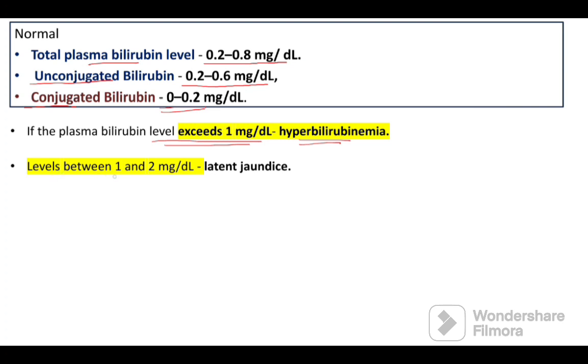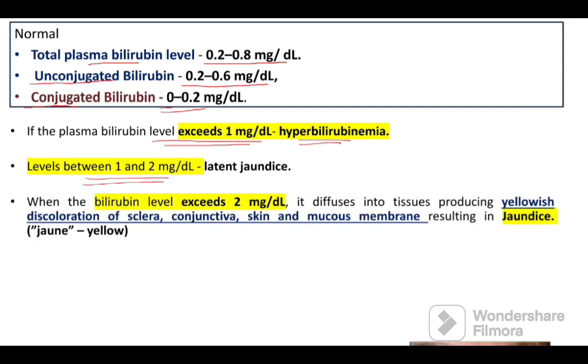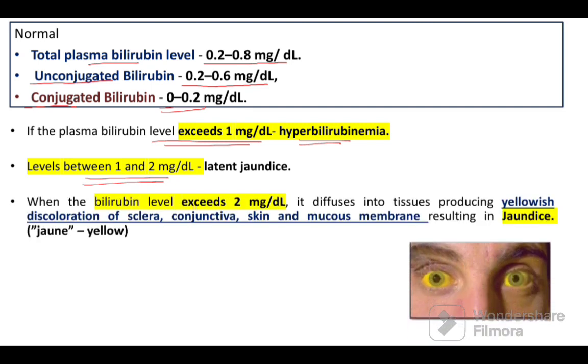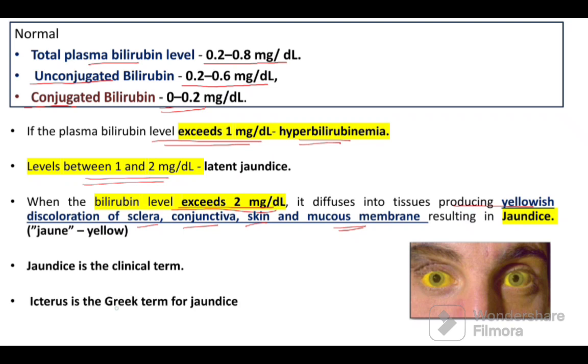Whereas if the levels are between 1 to 2 milligram per deciliter, it is called latent jaundice. And if the bilirubin exceeds more than 2 milligram per deciliter, then it diffuses into the tissues, producing yellowish discoloration of the sclera, conjunctiva, skin and mucous membrane, resulting in jaundice. Jaundice is the clinical term and icterus is the Greek term for jaundice.